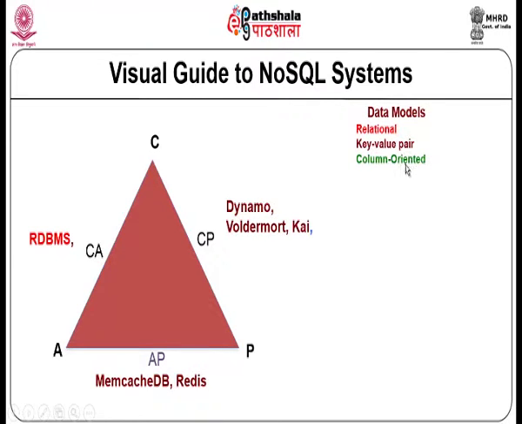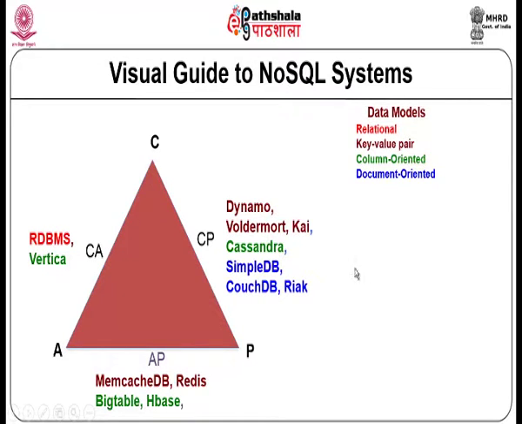Then we look at column oriented data stores. One column oriented data store is actually a CA model. Column oriented are table oriented, so therefore, it is possible that they support very strong consistency. So, Vertica is a CA model. Other column oriented are Cassandra, Bigtable, HBase, they are either CP or AP models, and document oriented models are SimpleDB, CouchDB, Riak. These are CP, whereas MongoDB is an AP model.